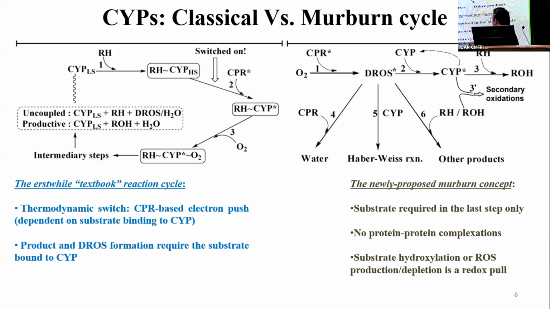So it is more facile, better, and easier for the substrate hydroxylations or the reactions to proceed further. The product from DROS formation requires, okay, yeah. And what is the driving force here is the thermodynamic pull, not the binding of the substrate. So it is much more feasible. Thermodynamically, it is a much better explanation than the erstwhile hypothesis.